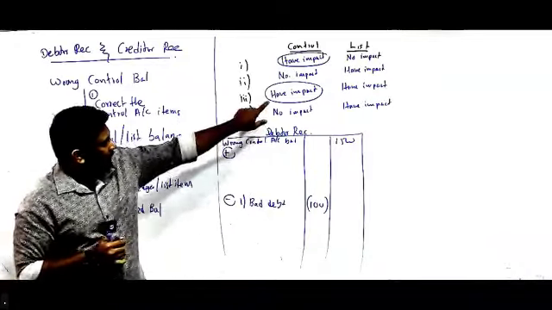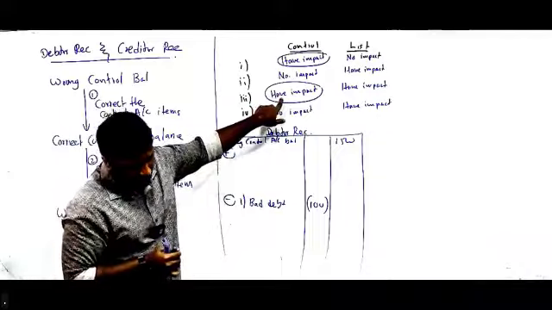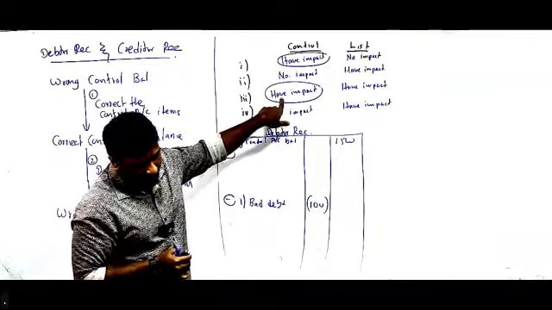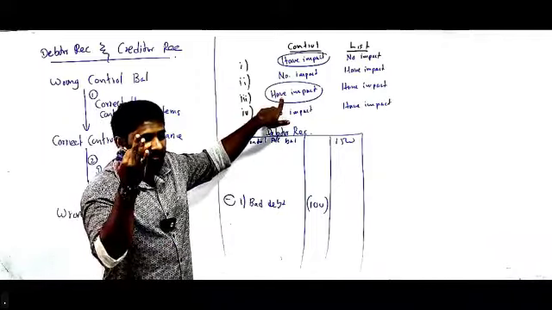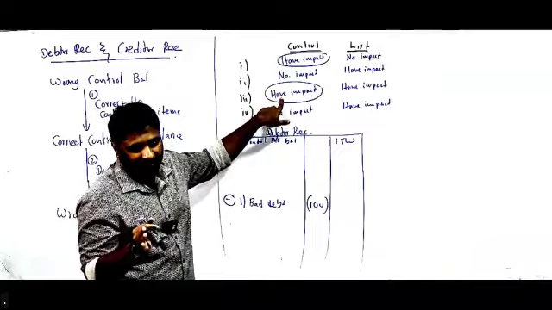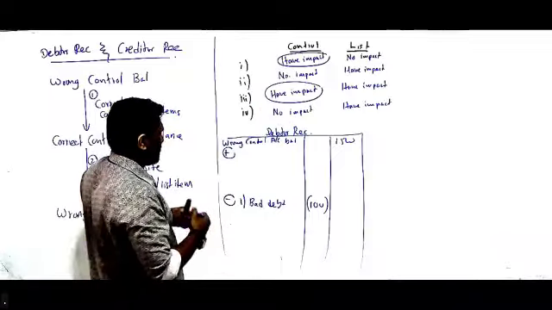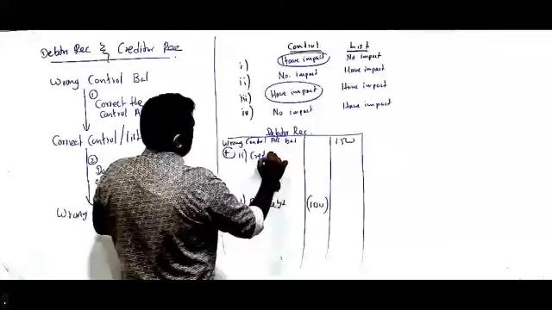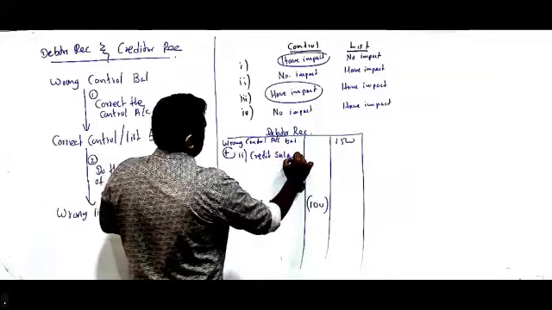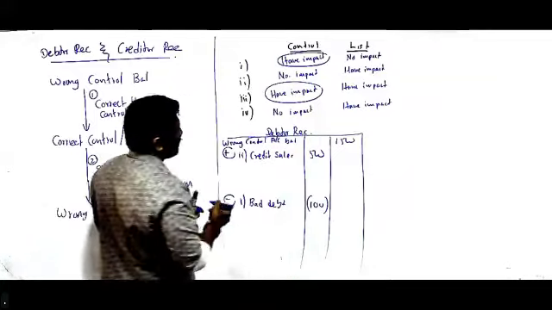Next one. Transaction 3. Read the transaction 3. Credit sale 500 completely omitted. Increase in the debtor balance or decrease in the debtor balance? Correct thing: increase the debtor balance. Credit sale 500. Done.